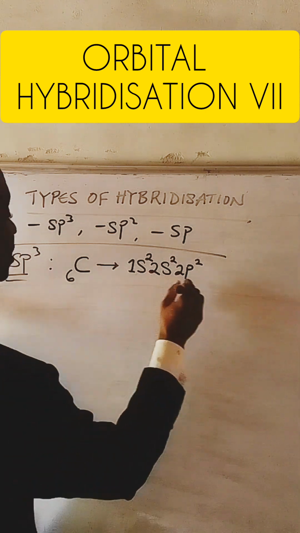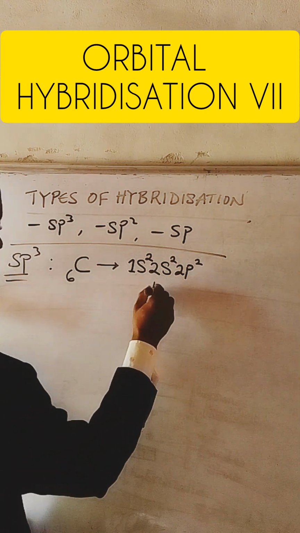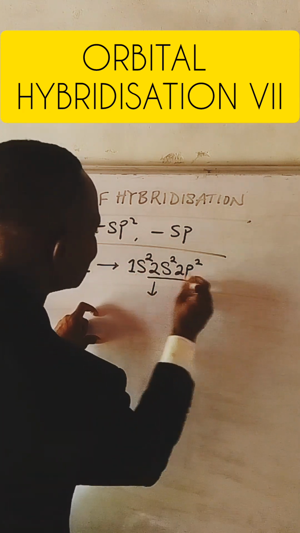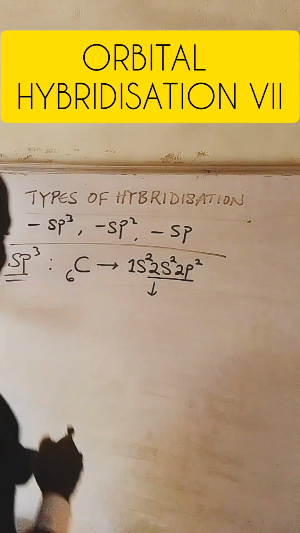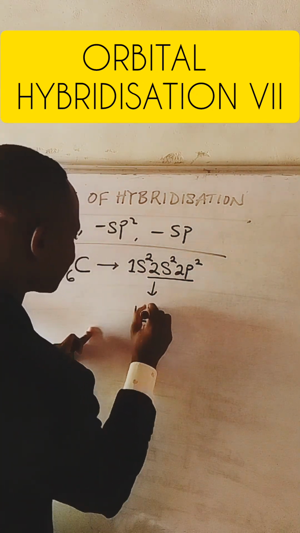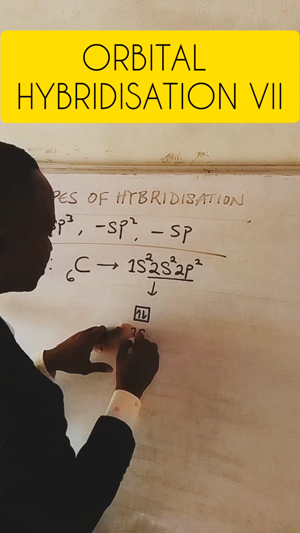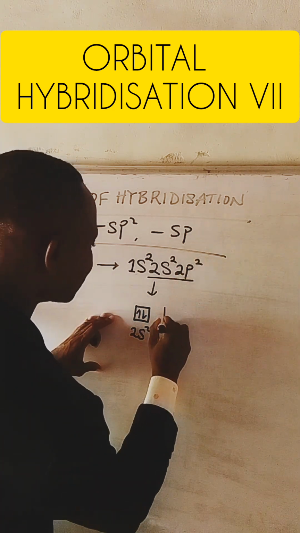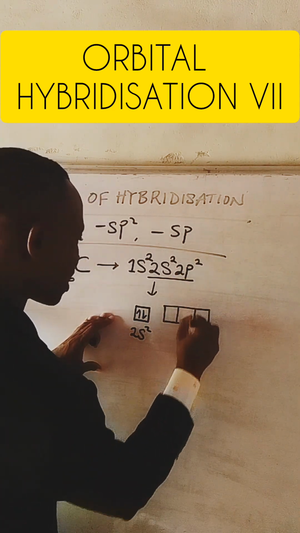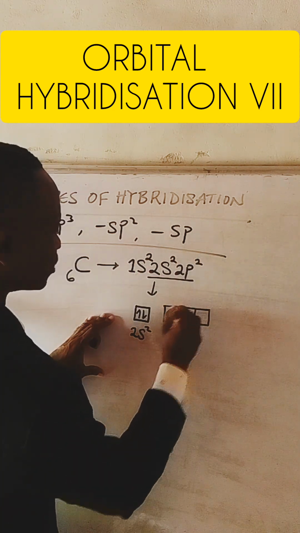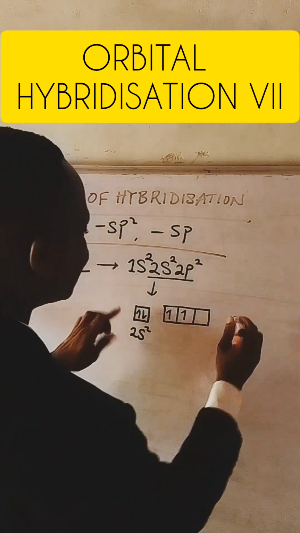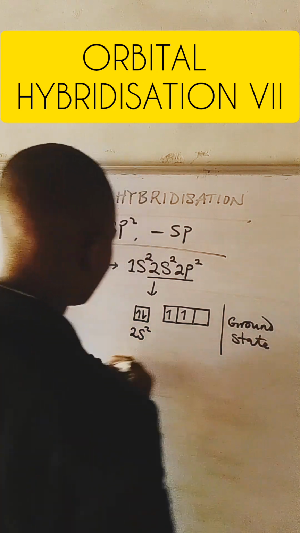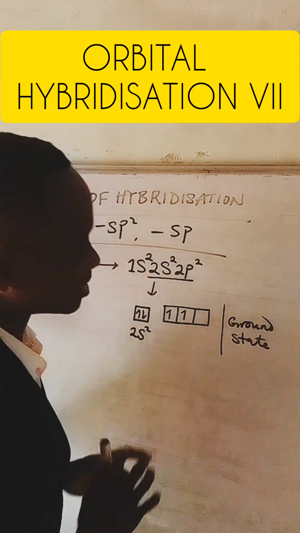Now, the orbital diagram is represented thus. We are going to ignore this first shell because the last shell is the valence shell where hybridization occurs. So 2s2 is represented like this. This is 2s2, the s orbital having 2 electrons. 2p2, p orbital is 3 in 1. But there are 2 electrons available. You fill them this way singly to obey Hund's rule. Now, this state is called ground state. The carbon atom is in ground state because all the electrons are at the appropriate orbital.